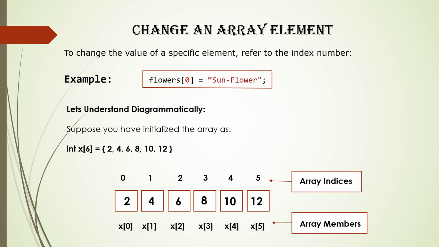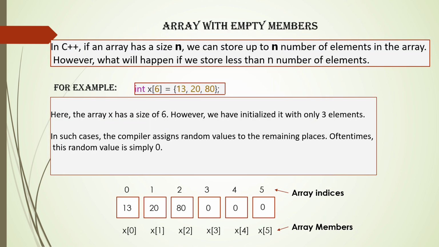Now what will happen if the array has some empty values in it? Suppose the size of the array is n, that means we can store up to n elements. Now think what will happen if we store fewer than n elements. See, for example, here I have declared an array named x with size 6. That is, it can store 6 elements, and I have stored only 3 elements, that is 13, 20, 80.